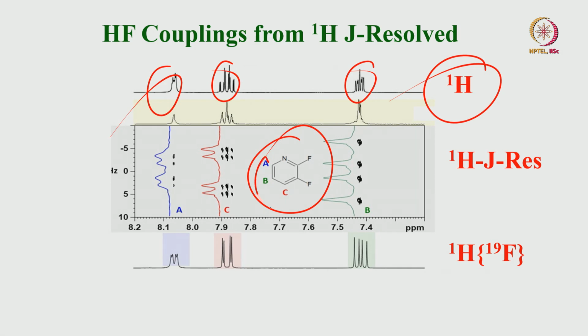You get HH coupling and HF couplings. This proton can couple to this proton and also to these 2 fluorines. Of course, FF coupling you do not see, because those are passive spins. So, if you look at the proton spectrum, there are 3 different protons, each of them a multiplet because of both homonuclear and heteronuclear couplings. But how do you extract only the HF couplings from this molecule?